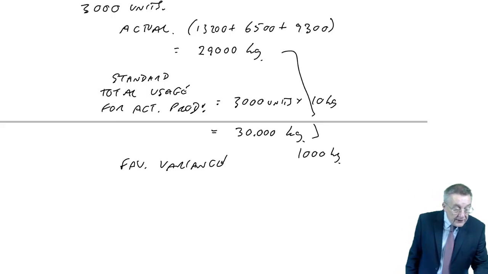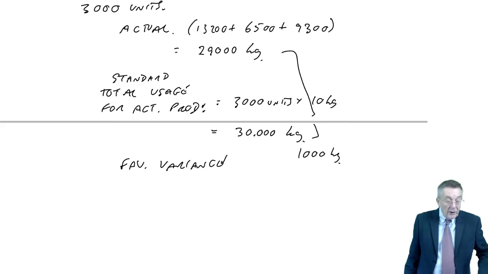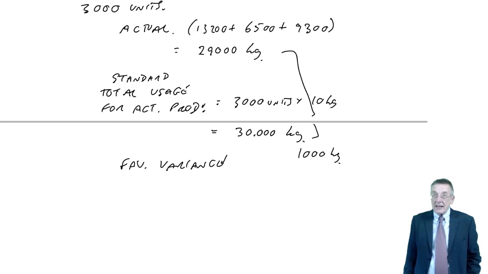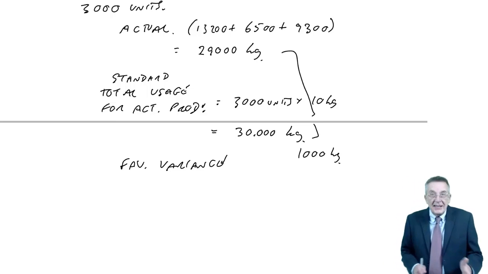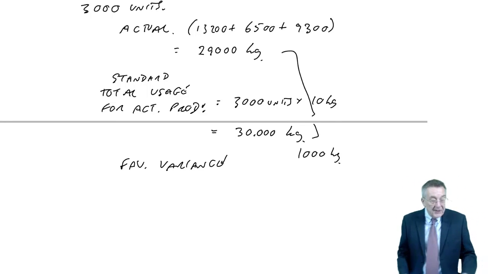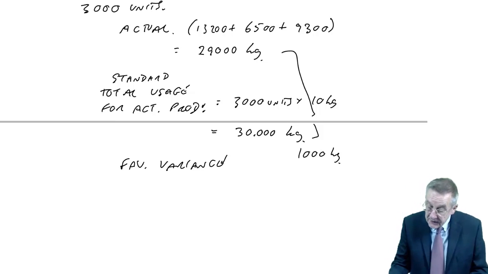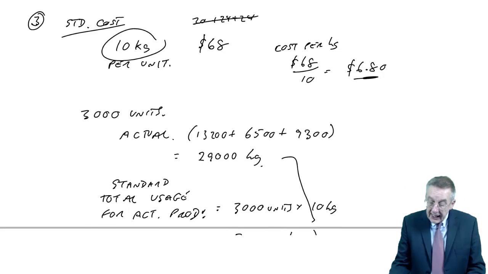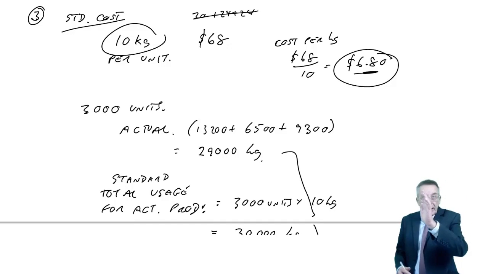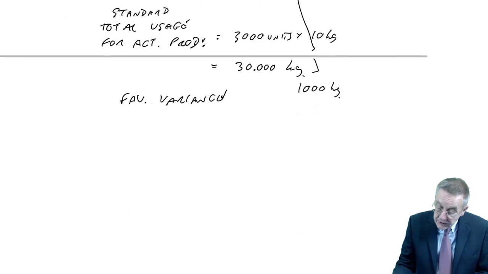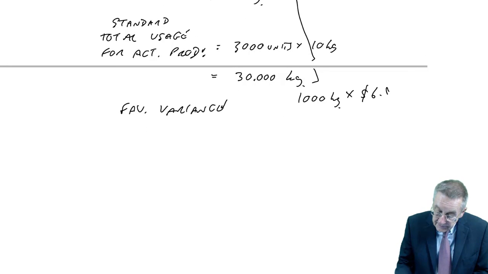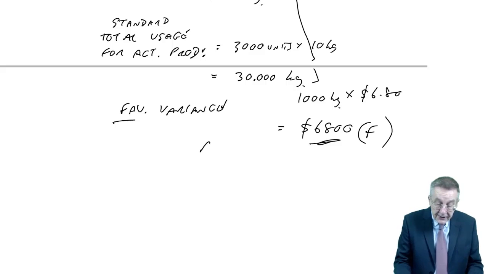Well, look at the choices. The two favourables, one's 1,000 and one's 6,800. Well, it's hardly going to be 1,000. That's to try and catch you, that you get 1,000 kilos and forget that it's not in dollars. So it must be 6,800. And in fact, it is, because we've 1,000 kilos less, assuming correct price, correct mix, which we do for the yield variance. The average cost per kilo is 680. And so the variance is 6,800, and as I've already said, it's favourable. So the answer's A.